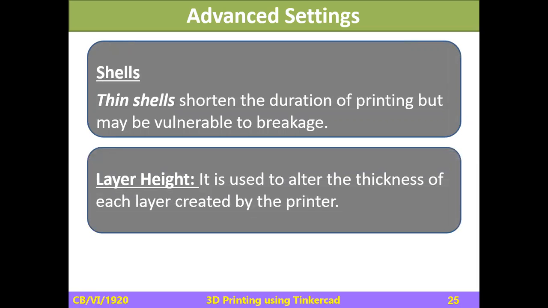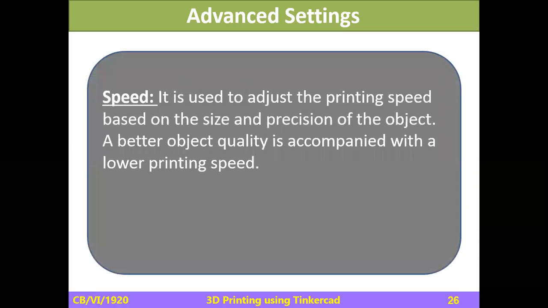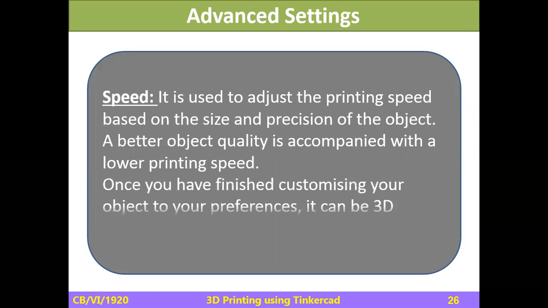Layer height. It is used to alter the thickness of each layer created by the printer. You have to read all this. You read it once, then you can revise also. Then speed, it is used to adjust the printing speed based on the size and precision of the object. A better object quality is accompanied with lower printing speed.